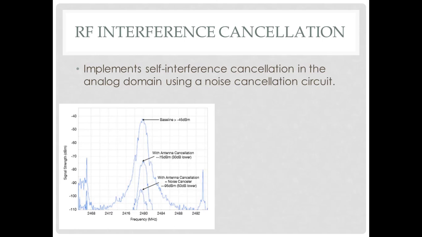So the spectrum snapshots show the effect of antenna cancellation and a combination of antenna and radio frequency interference cancellation. A combination of the two techniques can give about 50 dB reduction in self-interference. So you can see these three plots: the baseline, with antenna cancellation, and with antenna cancellation plus radio frequency interference cancellation.